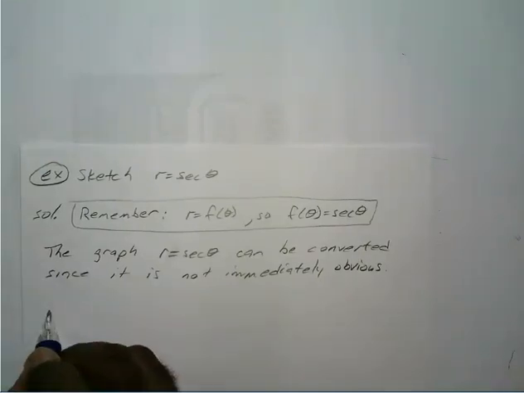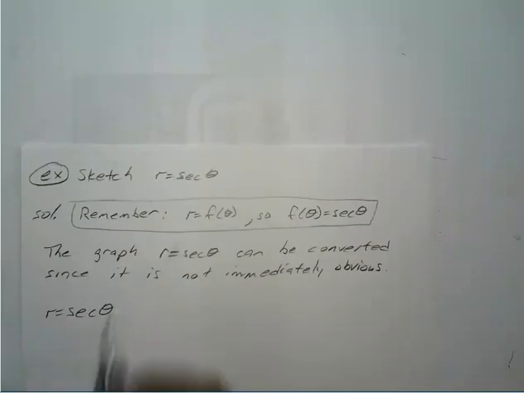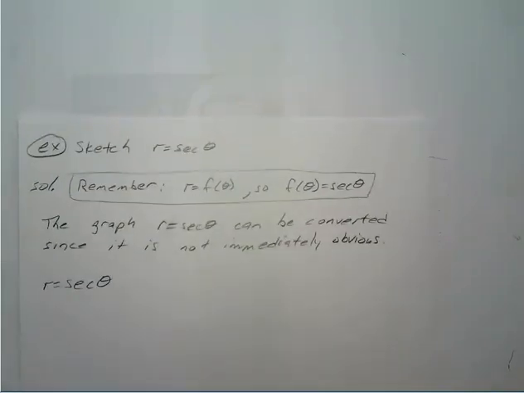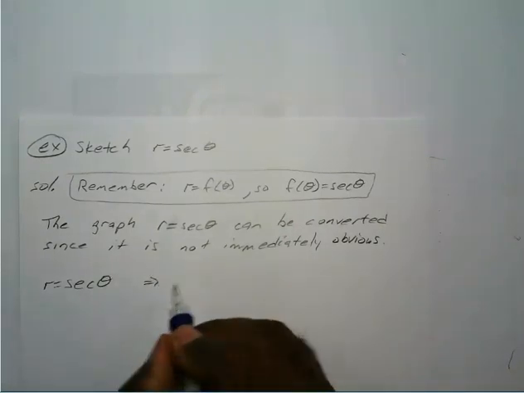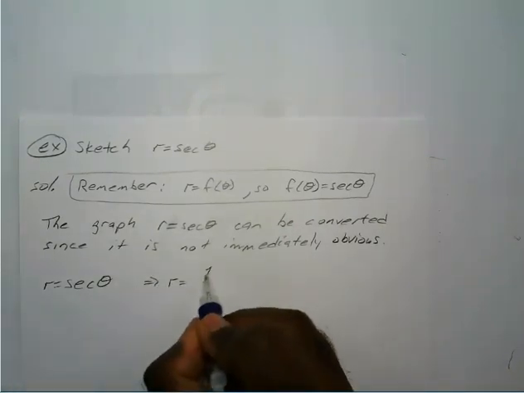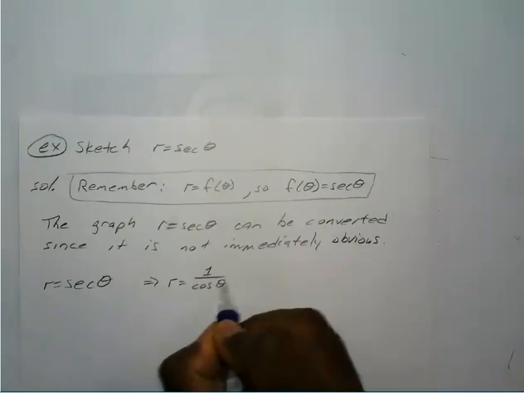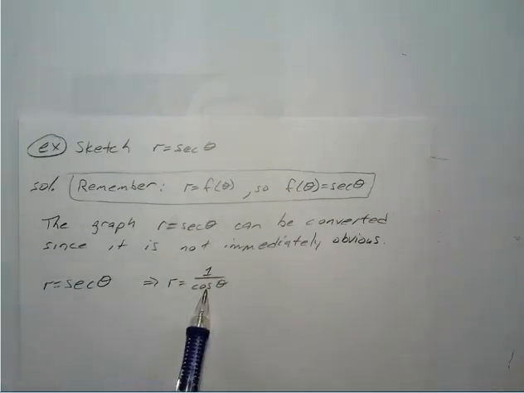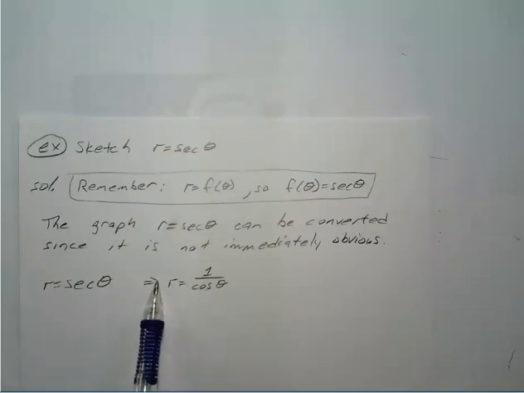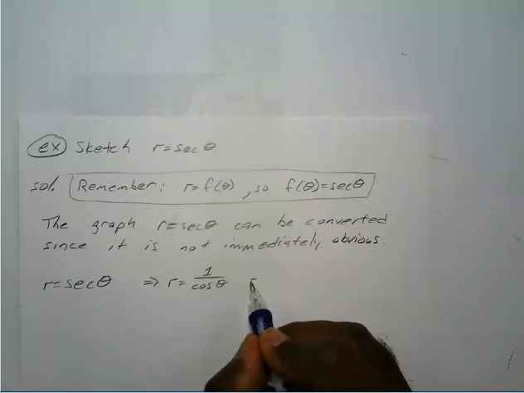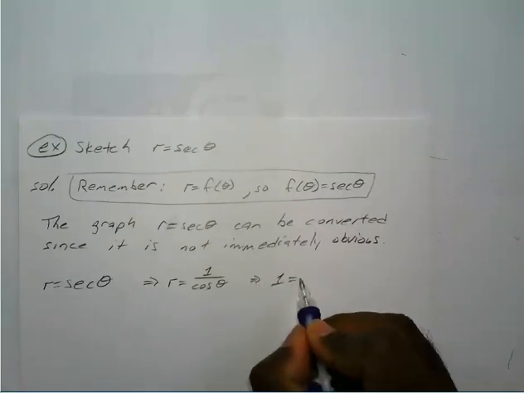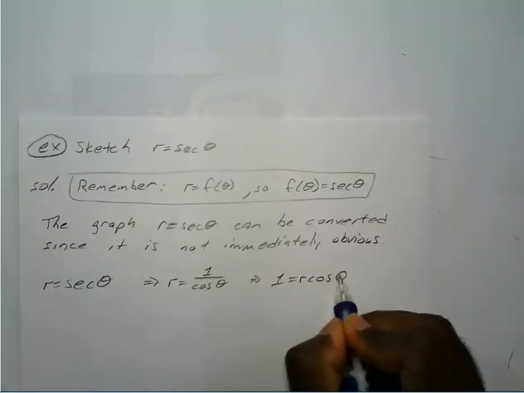Okay, so this is how we're going to approach this one. r is equal to secant of theta. That's what we're starting with. But we can convert secant of theta to r equals 1 over cosine of theta. Remember, secant theta is equal to 1 over cosine of theta. Remember those trig identities. Okay, so if we multiply both sides by cosine of theta, we have r cosine of theta equals 1. I'm just going to say 1 equals r cosine of theta.